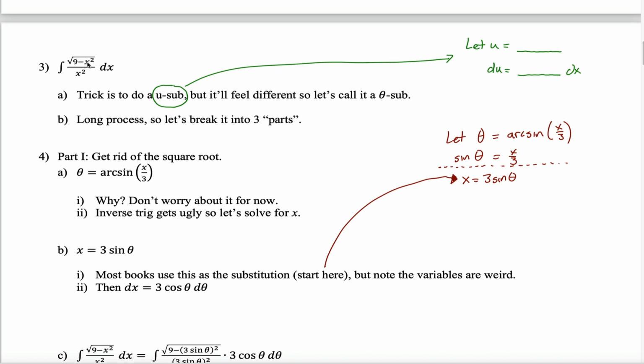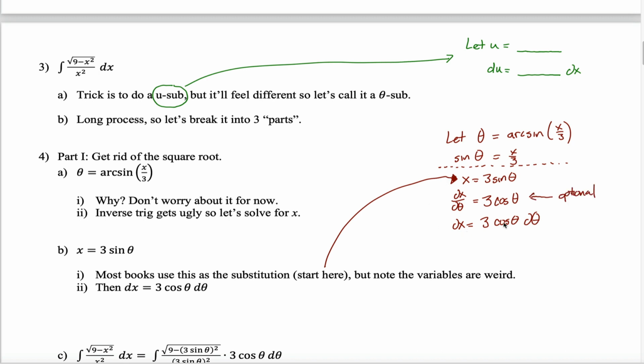Well, when we change all the x's into thetas, we've got to change dx into d theta. And we can do that by taking the derivative of both sides of this equation. We get dx over d theta is equal to 3 times cosine of theta. And if we multiply both sides of this equation, loosely speaking, by d theta, we get dx is equal to 3 cosine of theta d theta.